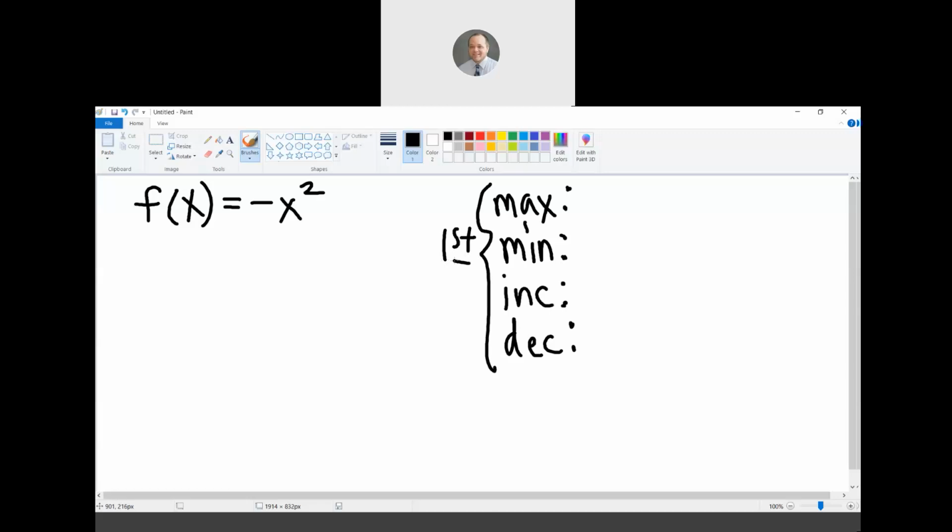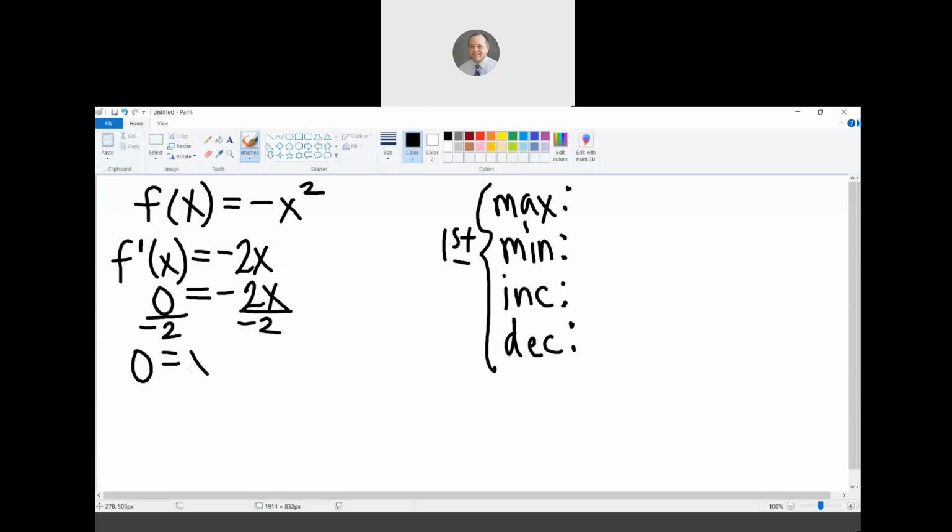So let's take the first derivative of our function. f prime of x is equal to negative 2x. Now, the next step is to find any critical points. To find any critical values, you set your derivative equal to 0 and solve for the given variable. So when we solve for x, our only critical point is x equal to 0.